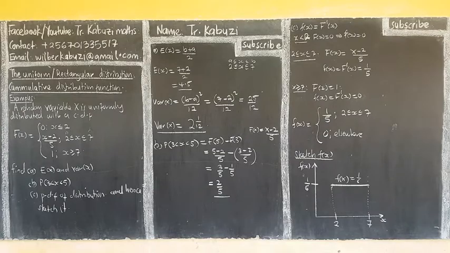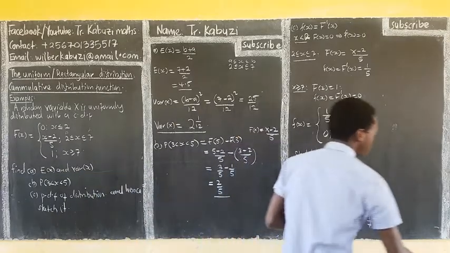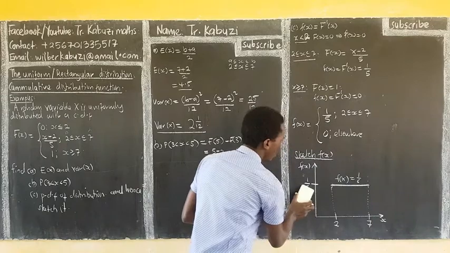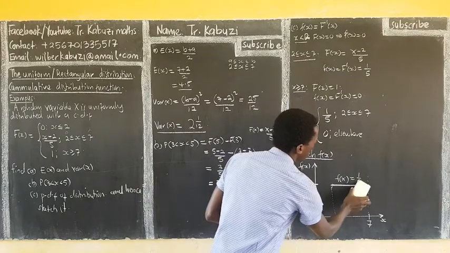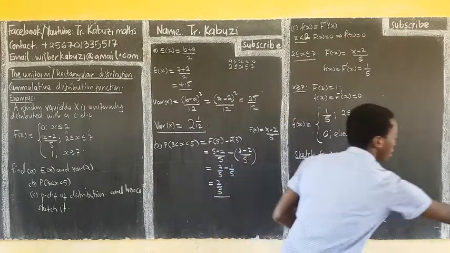Sorry, this is 5, not 6. This is 5, this is 5. So this is 5.